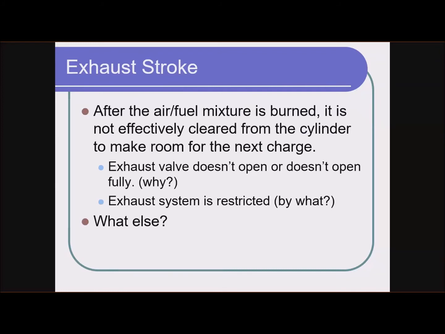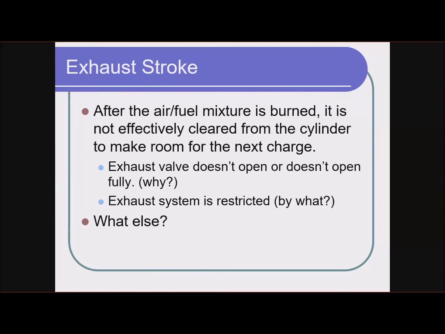The exhaust valve doesn't open or doesn't open fully. Maybe we have problems with the exhaust cam lobe. Maybe we have push rods or rocker arms that are bent. Maybe the exhaust system is restricted. What could restrict the exhaust system? I talked about this in lab when we did the back pressure test, for those of you that did it.